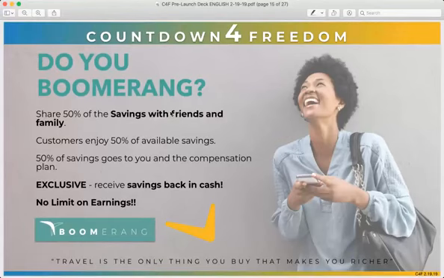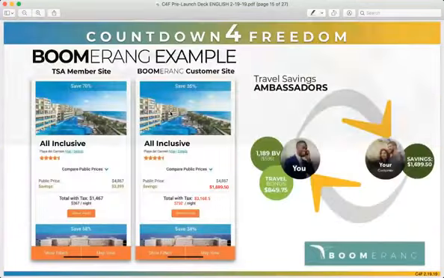Do you boomerang? Do you share goodwill? Well, here you can share 50% of the savings with friends and family, and they will enjoy 50% of the savings. And guess what? That other 50% goes between you and the compensation plan. By the way, no other company can do this. Do you boomerang? You're sure going to want to, and so are millions of people around the world.